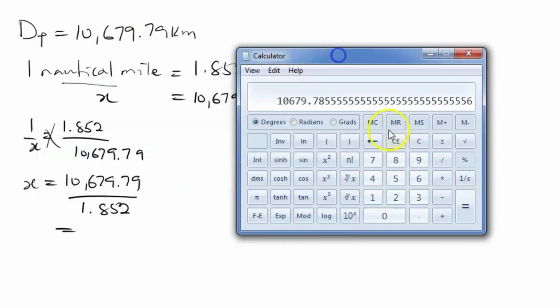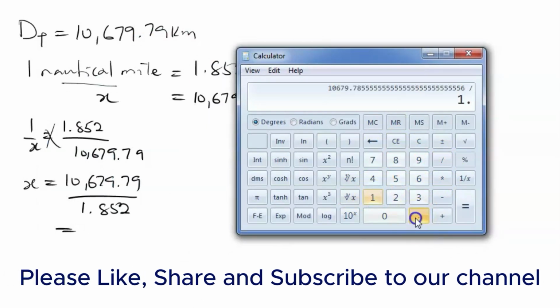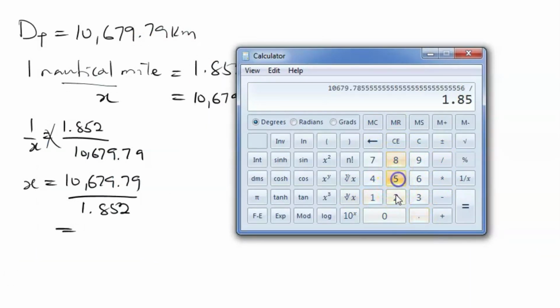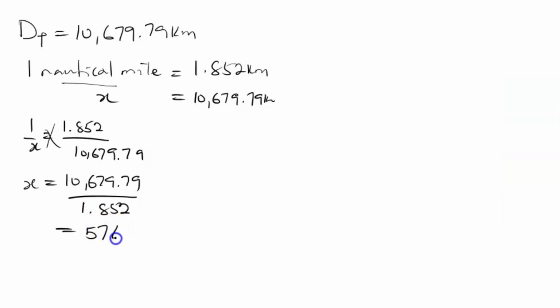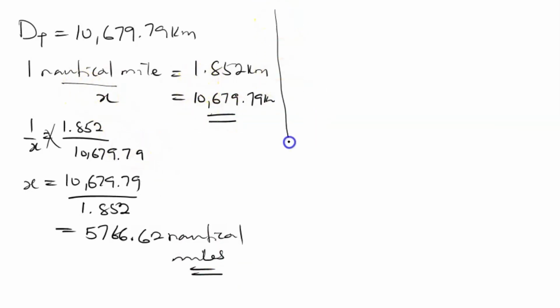So this answer divided by 1.852. When we do that, we are having 5766.62. So this is going to be in nautical miles. All right, so this is what the examiner actually wants us to do. After getting your normal distance, then you just use this conversion ratio and take it to the nautical miles.